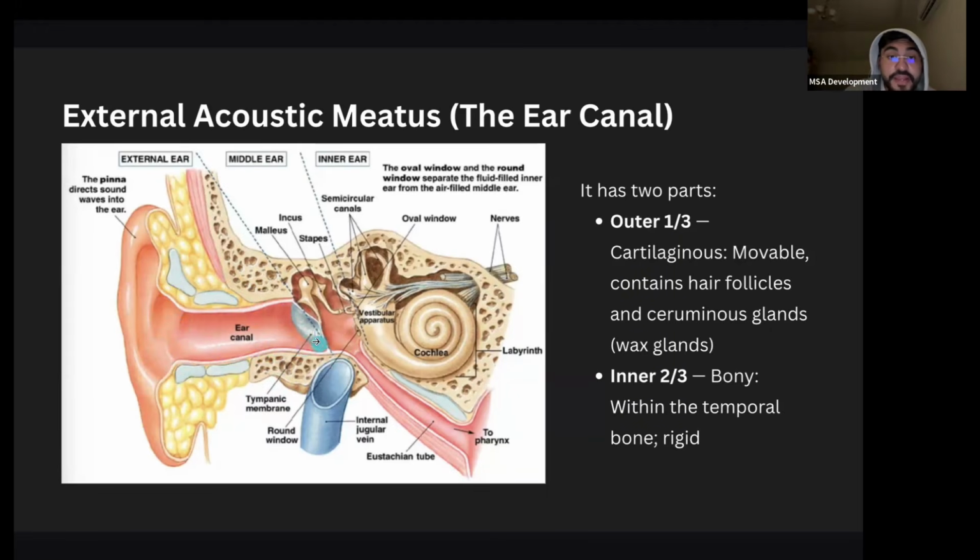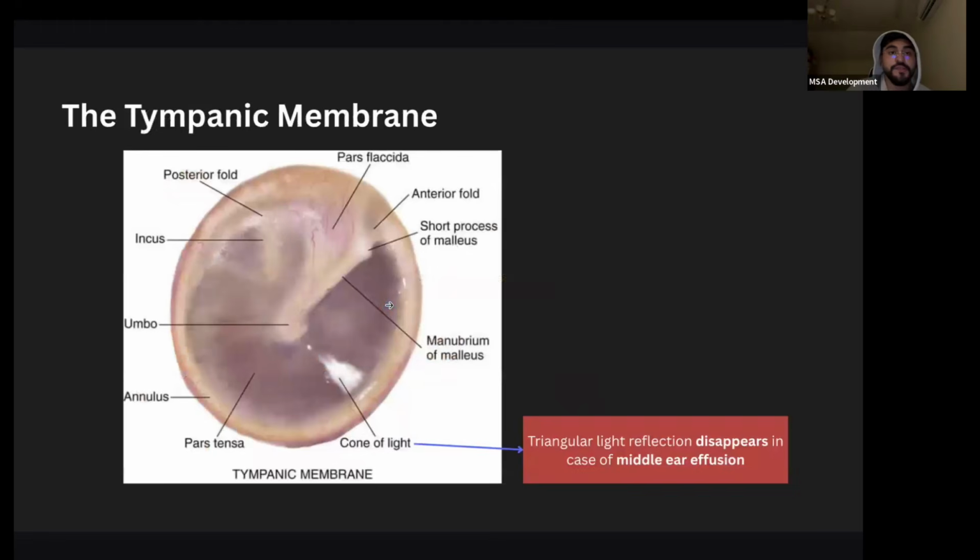Then after the tympanic membrane, this part right here is the middle ear, or what we call the tympanic cavity. And this part, from the semicircular canal all the way from the oval window to the cochlea, is your inner ear. So let's look at the tympanic membrane. I think you have to be able to identify it. This is a normal looking tympanic membrane. This is pars flaccida. This is pars tensa.